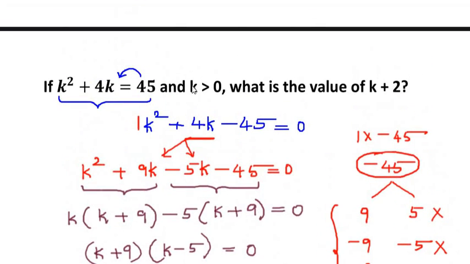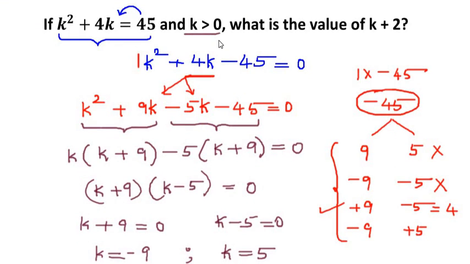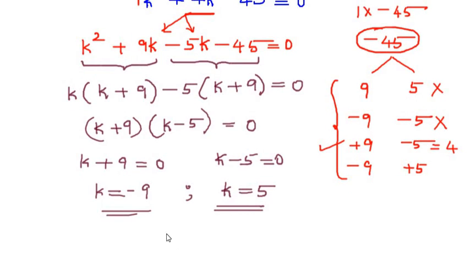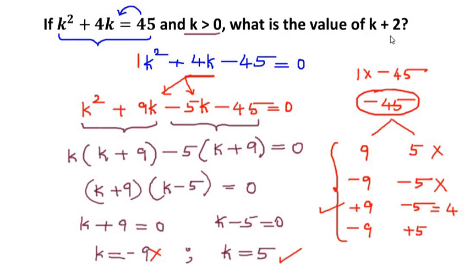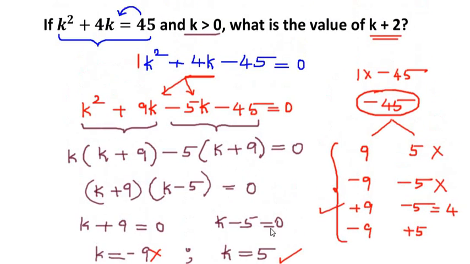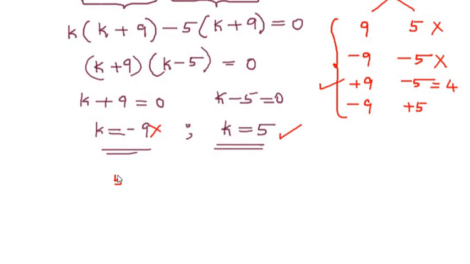Now in the question, they have clearly mentioned that k has to be greater than 0. That means k has to be a positive number. That means we have to discard the negative value and take only the positive value of k. And then we have to substitute in the given expression. So what is the value of k plus 2? Since k is positive, its value is 5. So k plus 2 becomes 5 plus 2, which is equal to 7. So this is the value of k plus 2, which is 7.